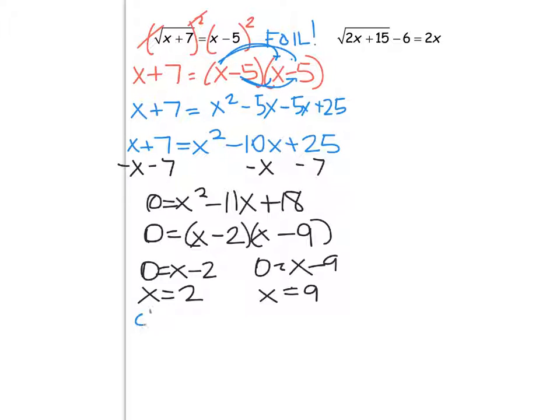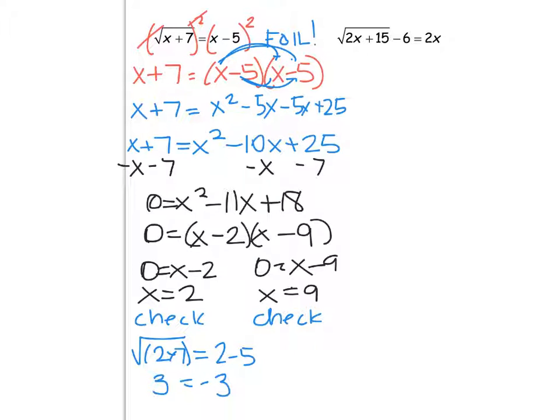But then, of course, we have to do the check for both. So back in the original problem, square root, parentheses, 2 plus 7, does it equal 2 subtract 5? And the answer is no, because I get 3 on that side, and I get negative 3 on that side. So x equals 2 is an extraneous solution. Cross it off.